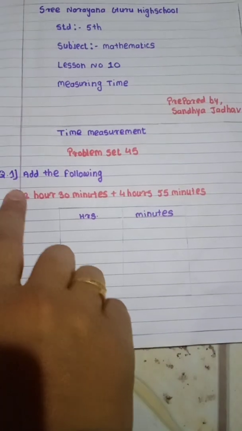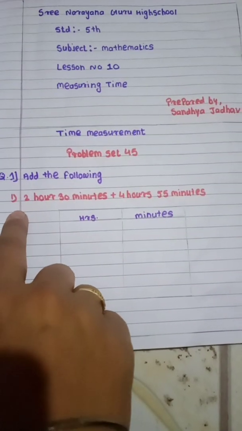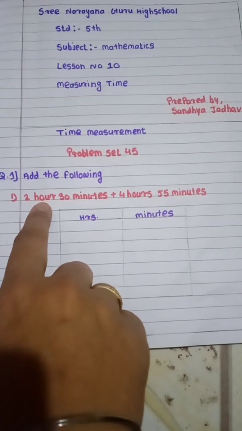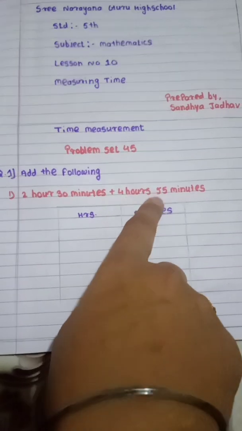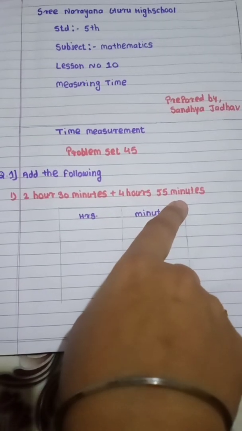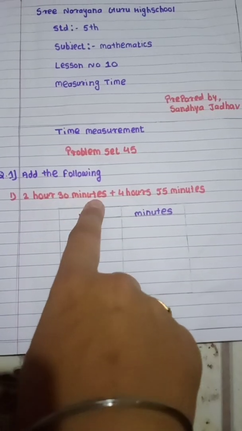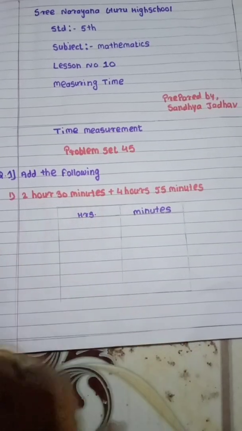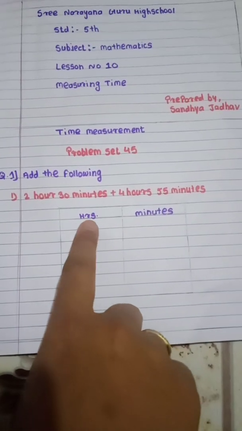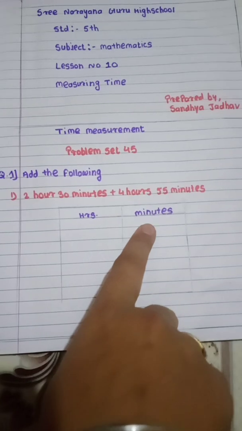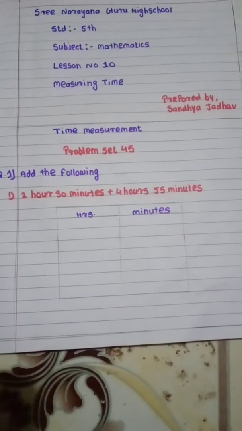Okay. So question number 1. Add the following. In that, sum number 1. 2 hours 30 minutes plus 4 hours 55 minutes. Means we have to add 4 hours 55 minutes into 2 hours 30 minutes. How to do this? Let's see. See here, I have made 2 columns. One is hours and one for minutes. So I will put the information into this table.